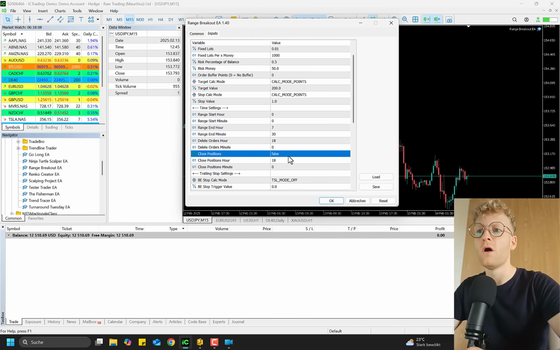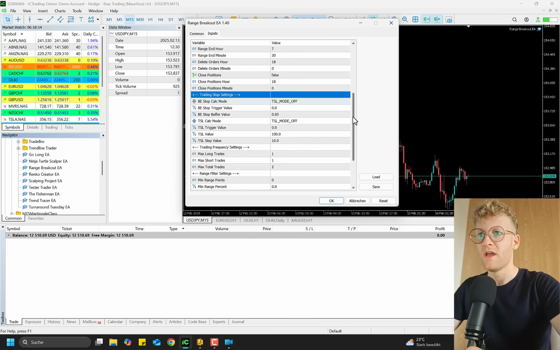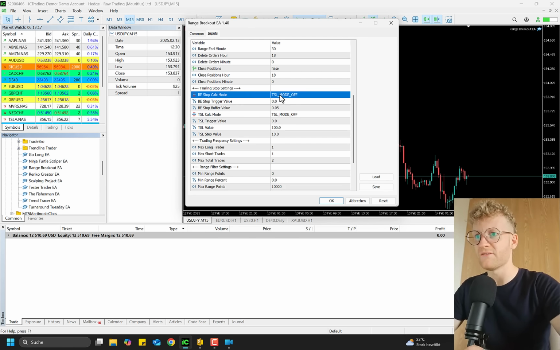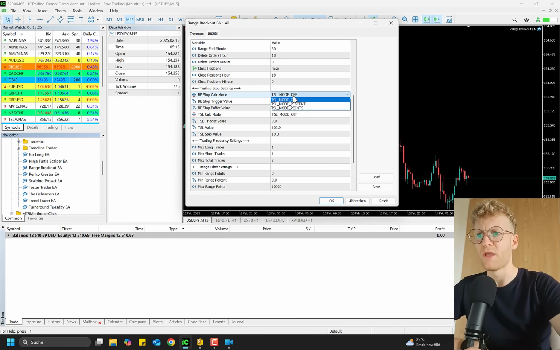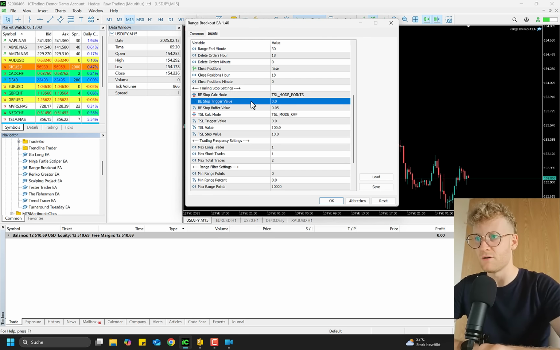And a good way to close positions in profit on the next day would be to use the trailing stop losses. Here we have two options: the break-even stop, which means that if the price is a specific amount of points or percent in profit, we then move the stop loss to break even. We can decide to use this break even stop if we use any other mode than TSL mode off, because TSL mode off means that this trailing stop loss is not used at the moment. But if we use percent or points, we can then use these two inputs, the trigger value and the buffer value for break even stop, to define how exactly it should look.